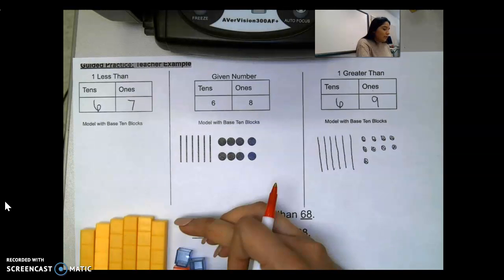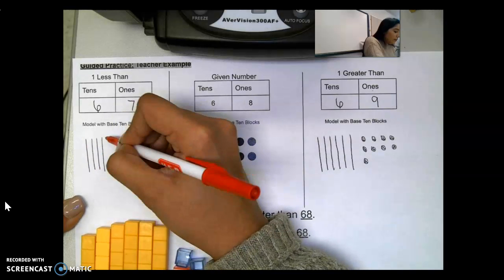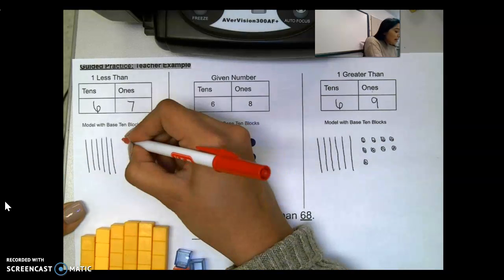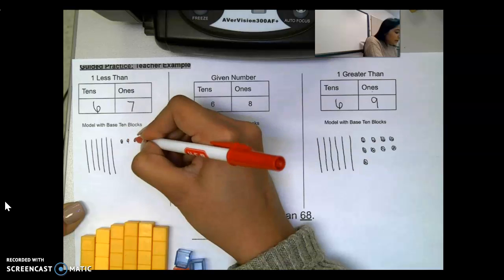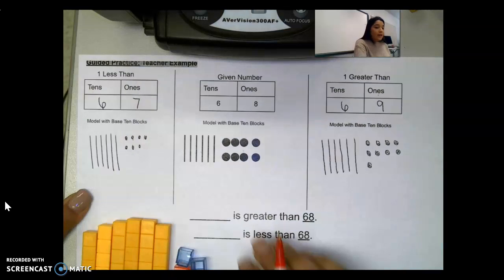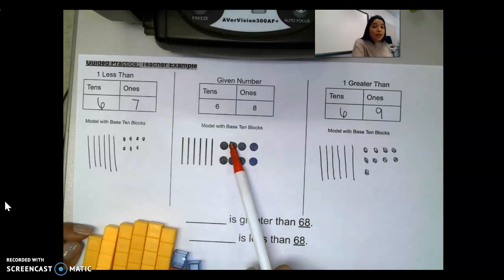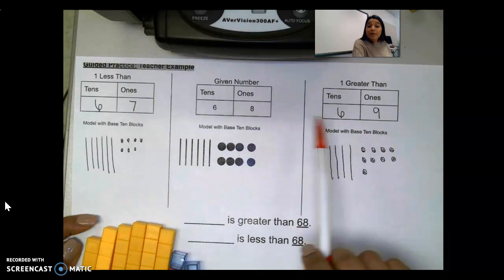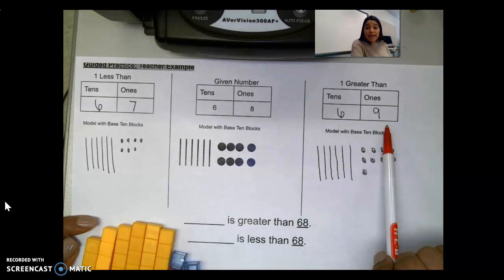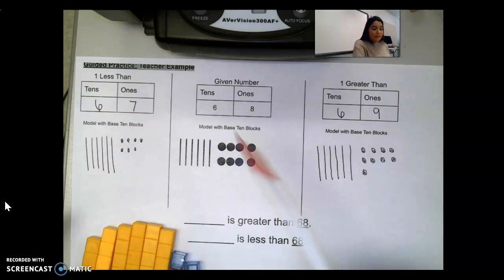So let's go ahead and draw our model. 1, 2, 3, 4, 5, 6. So I drew my 6 10 blocks. And 1, 2, 3, 4, 5, 6, 7. So I drew my 6 10s and my 7 1s. So we generated a number 1 more than 68, which is 69. And a number 1 less is 67.